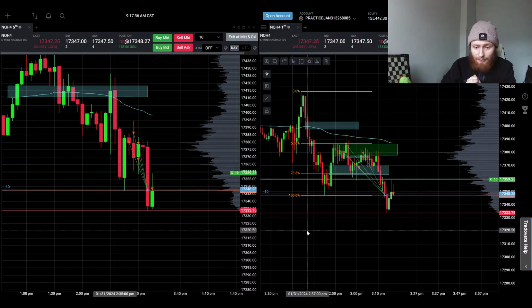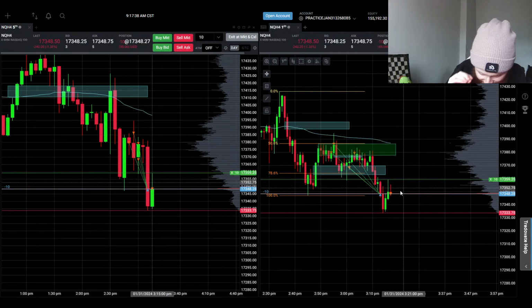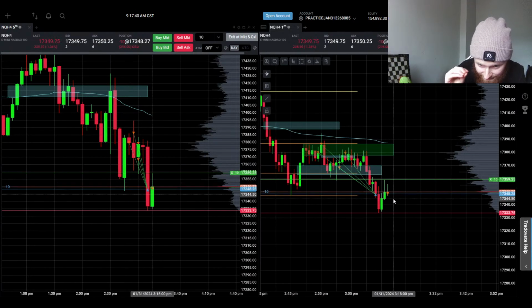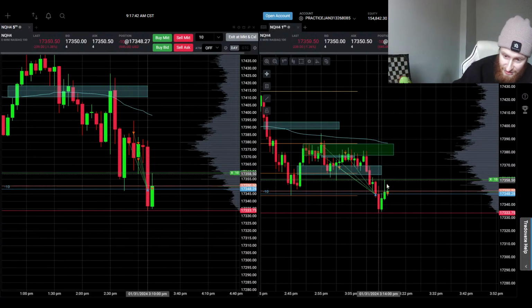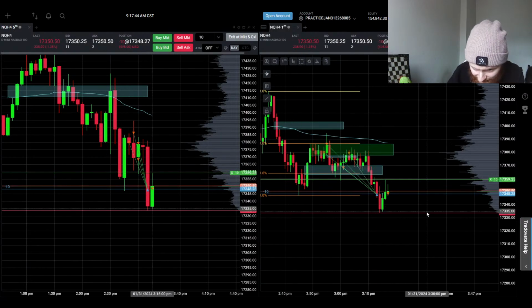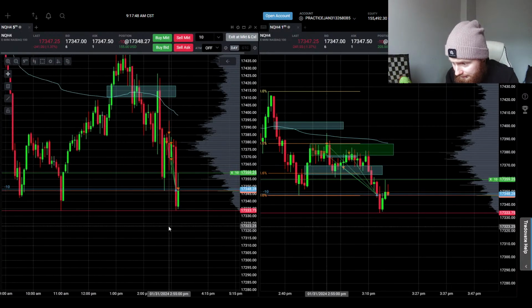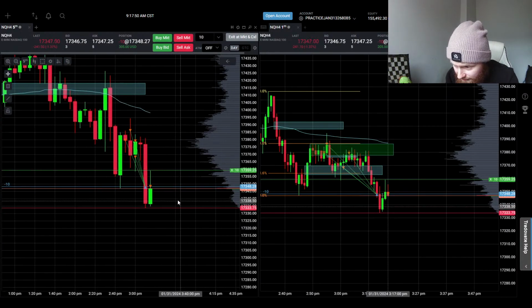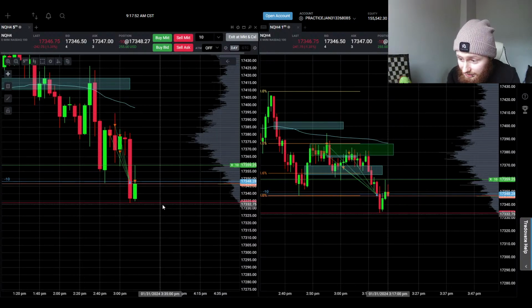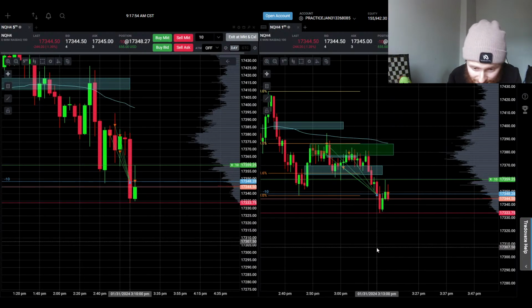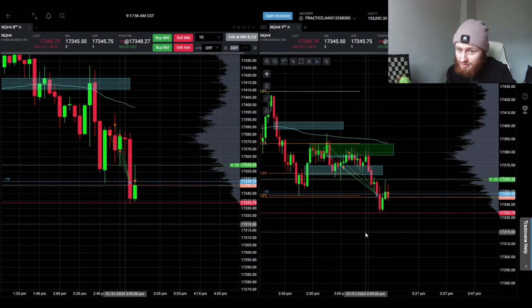We're working off the simple fact that this is a big wick that didn't make it up to the FVG. We are looking for a move down, maybe to market to the lows again, and we'll see. But the wicks treat me nice.